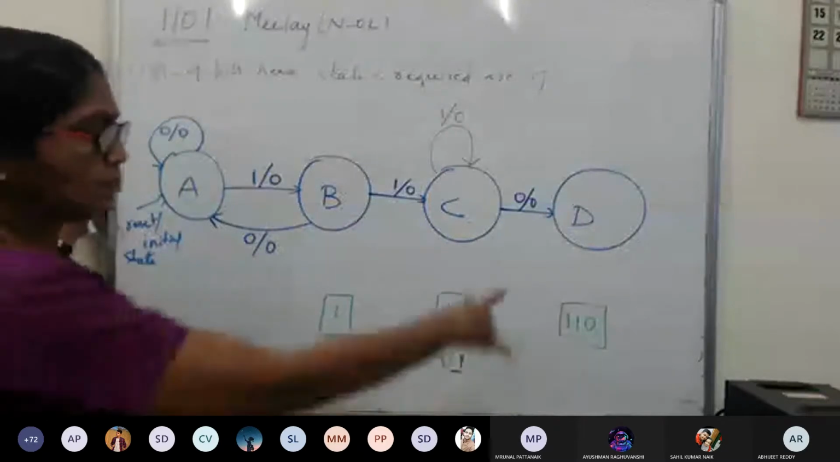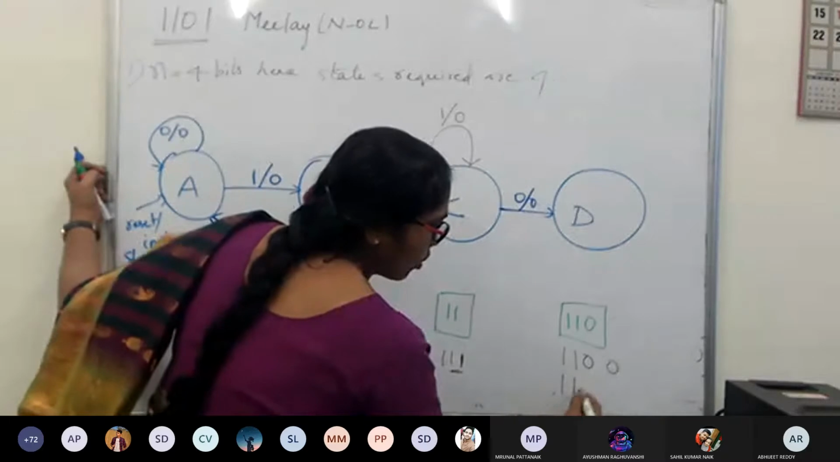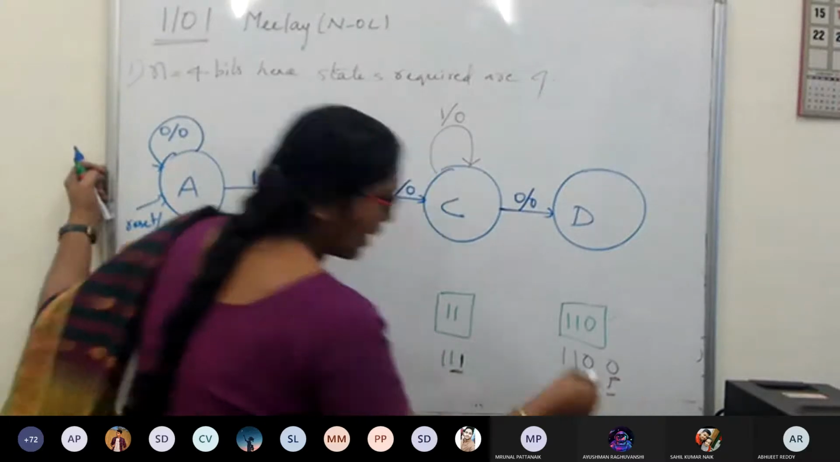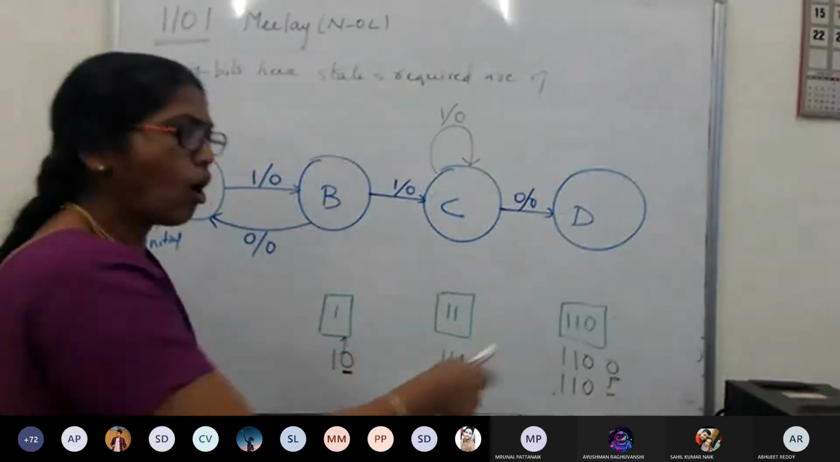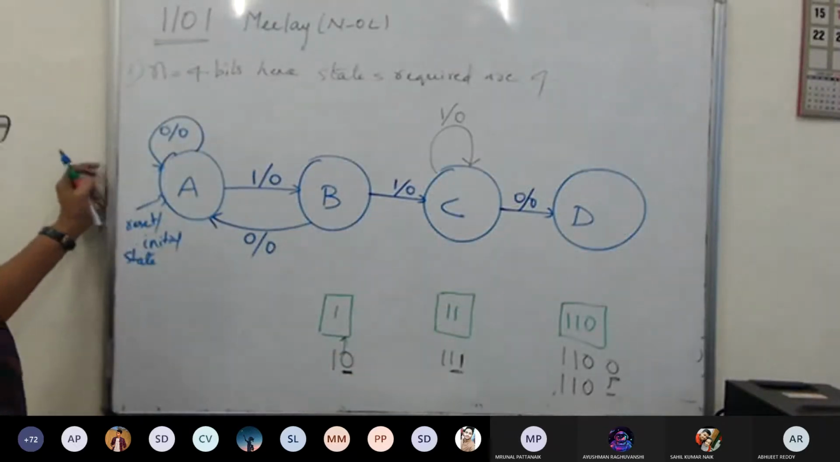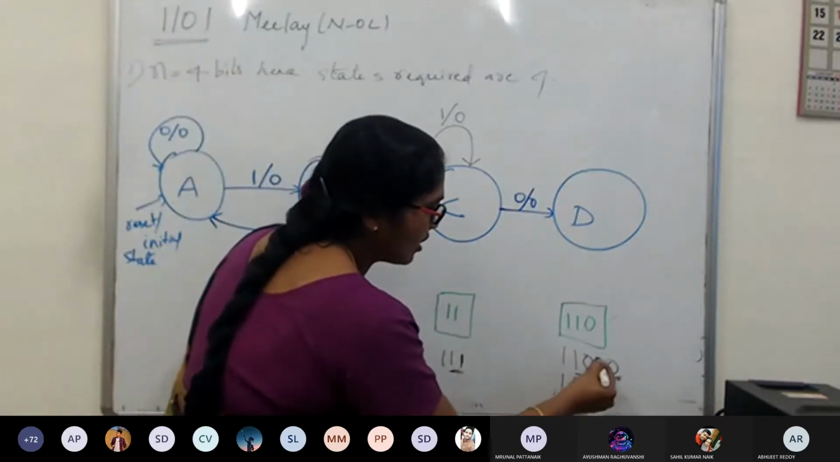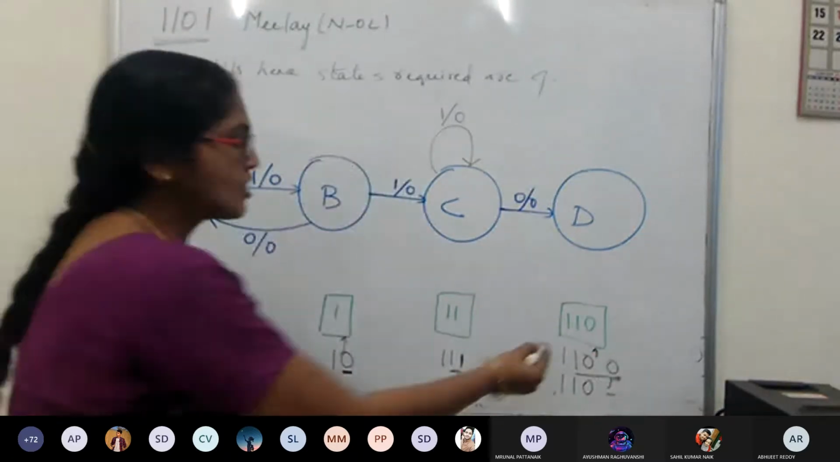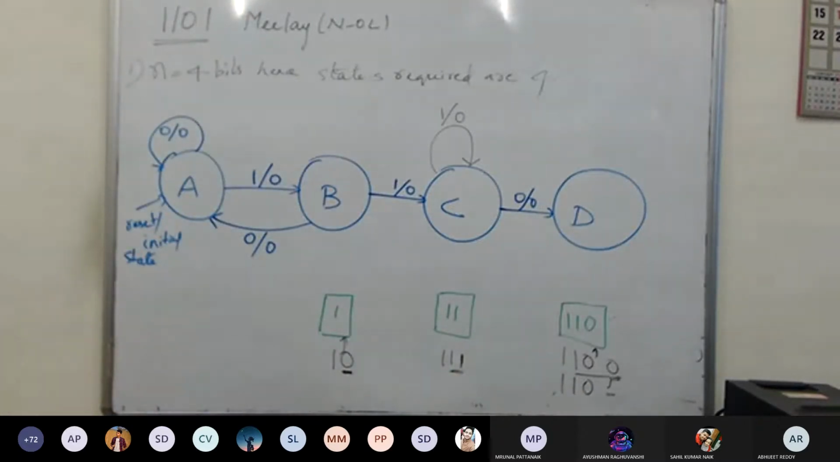Now come to this last one, D. So what is the D option? It has 2 extra bits, right? And either it can have a 0 or it can have a 1. So the simple approach is to take the last 3 bits and try to compare. 1 0 0. Is it matching? Check.